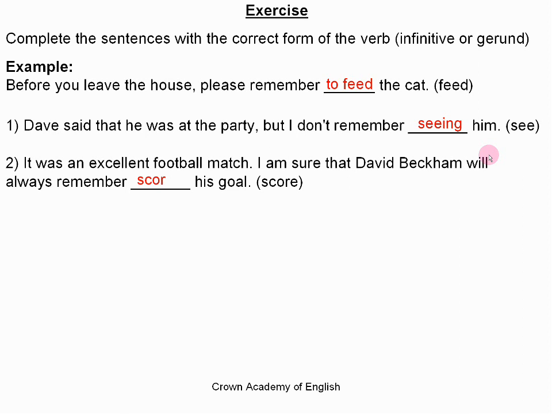And the answer is, it was an excellent football match. I am sure that David Beckham will always remember scoring his goal. So it is the gerund. The first action is that David Beckham scored the goal, and now he remembers scoring the goal. So he remembers after the goal. So we use the ing form. Question 3.